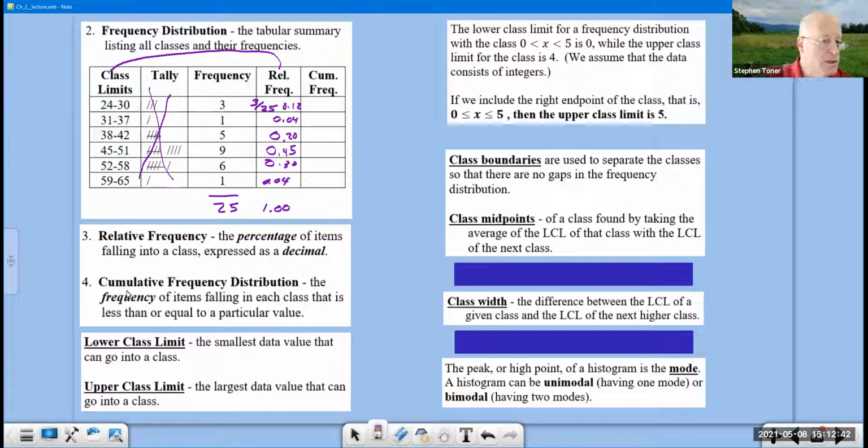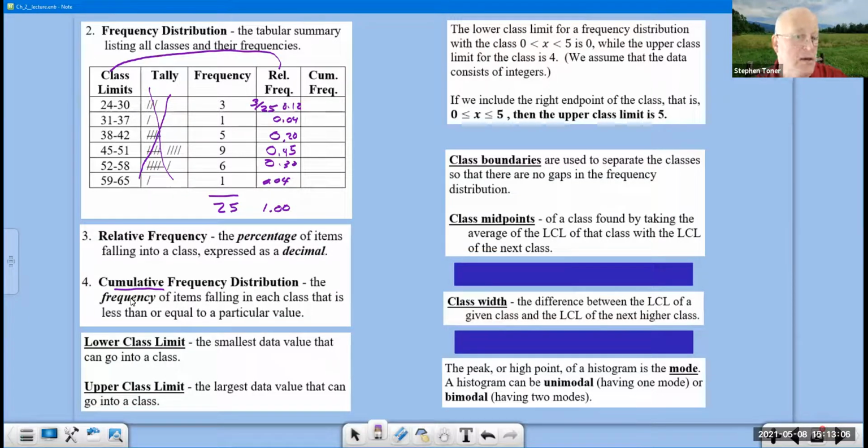Now, a cumulative frequency distribution is the frequency of items falling in each class that is less than or equal to a particular value. Cumulative means this value and below. When you look at your cumulative GPA, it's not just this semester, it's all of your semesters combined.